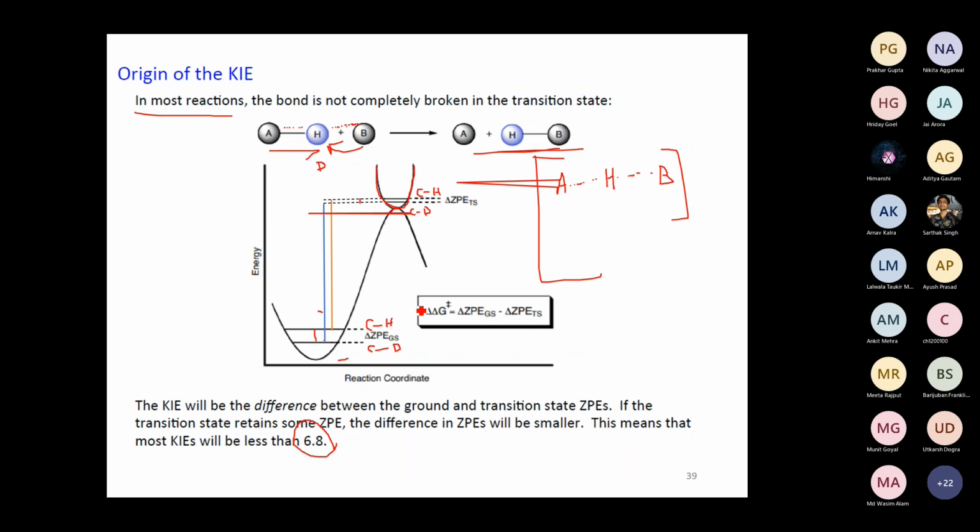Or if it is almost linear, definitely it will be less than 6.8. If it is almost linear or a little bit bent, then what will happen? You will see a similar kind of situation. The CH and CD bonds will not be at the same level, but there will be a small difference in the excited state. In those cases, kH by kD will be less than 6.8, right? But it all depends on the gap of the CH and CD zero point energy in the transition state.